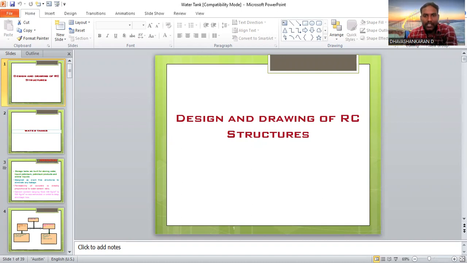First, a general introduction about the water tank, how to design it, and a general definition. Storage tanks are built for storing water, liquid, petroleum products, and other similar liquids. Mainly the liquid storage structure should be designed as a crack-free structure to eliminate any kind of leakages.